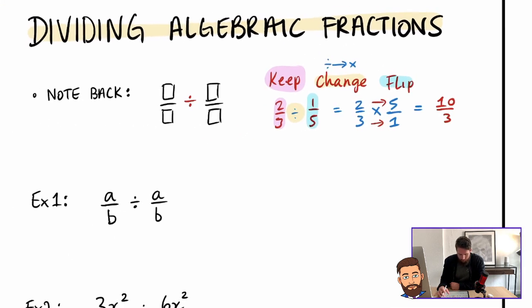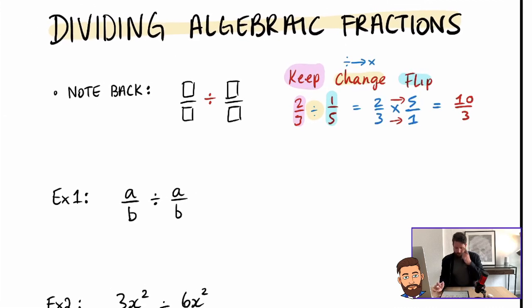So hopefully you can sort of see where this is going. If you know how to times algebraic fractions, which we've just done, when you divide them, the only extra step is you need to flip or do the reciprocal of the end fraction and change the sign to a times.